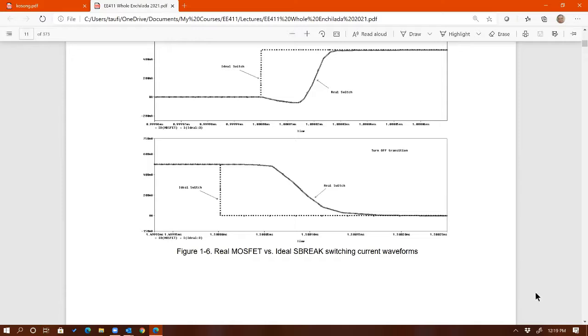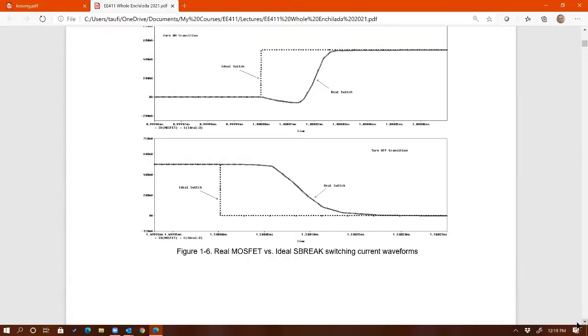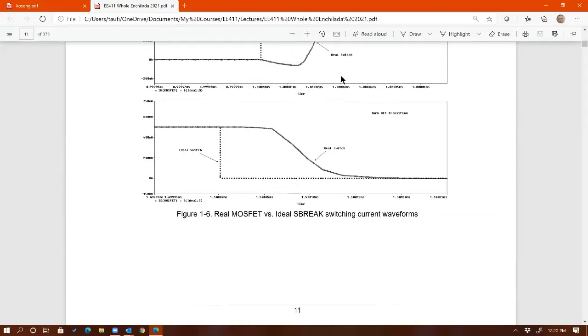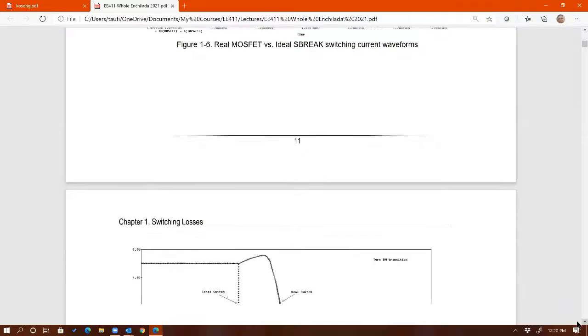So that's the point I would like to show you: real world MOSFETs, or in general real world switches, behave the same way. It takes time to turn on, and it takes time to turn off. For this reason, in EE410, I asked you to use the S break for several experiments, so that you wouldn't have to deal with this kind of headache, because there are implications from these transitions. All right.